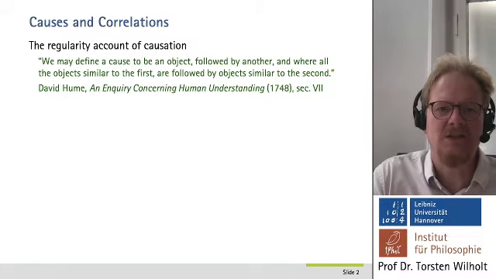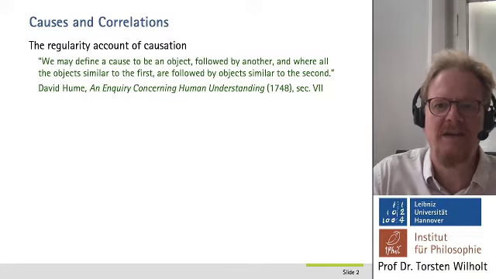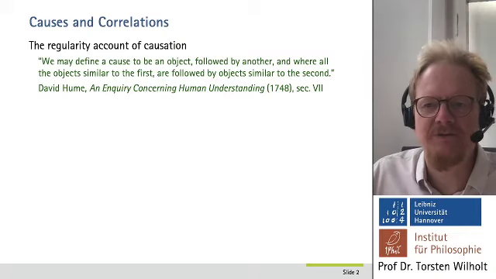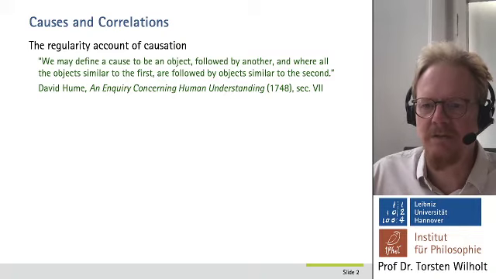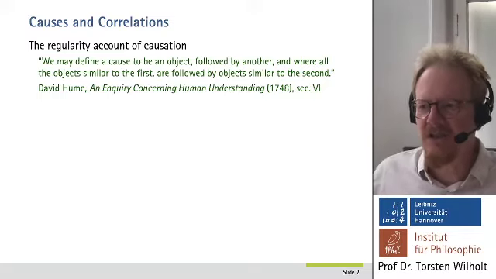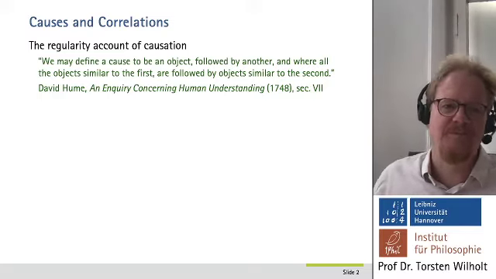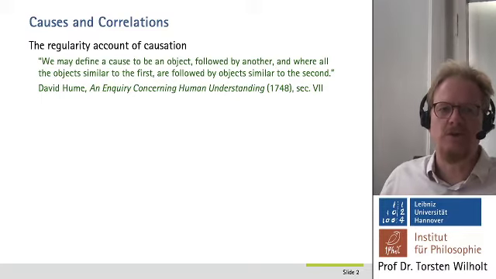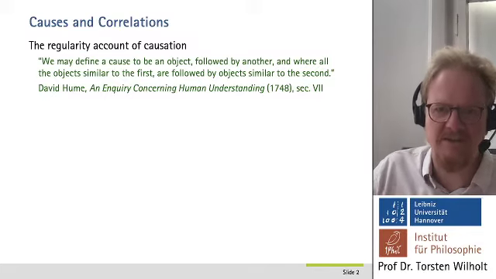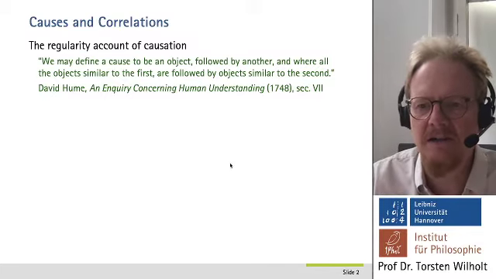We may define a cause to be an object followed by another, and where all the objects similar to the first are followed by objects similar to the second. Now, this has been called a regularity account of causation. The idea is that causation is an invariable association between types of events. Hume uses the words constant conjunction. So one type of thing is always followed by another type of thing.